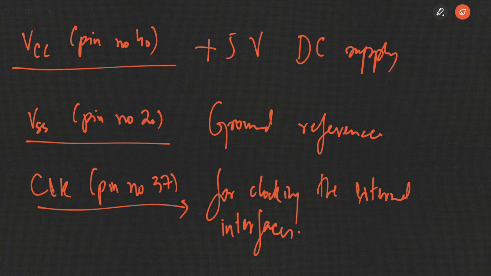So today what we have done is we have studied the address buses, the data bus, and pins VCC, VSS, X1, X2 and the clock. The rest of the pins that we are left with today, we'll study them in the next session.